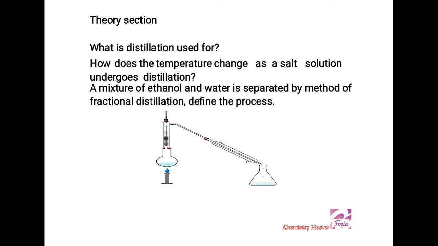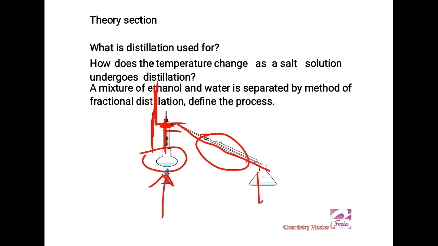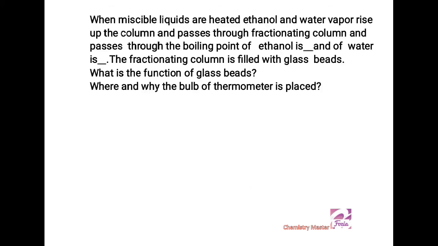The next is, a mixture of ethanol and water is separated by the method of fractional distillation. Define the process. I have given you the picture to explain what is happening in steps. You can see that in the round bottom flask, the mixture is kept, and it is attached to a column in which glass beads are filled, and there is a side arm where a thermometer is hanging, and the bulb of the thermometer is exactly at the level of the side arm. Then the hot vapors are passed through a condenser where they are cooled to turn into liquid. So you explain the whole process in points.